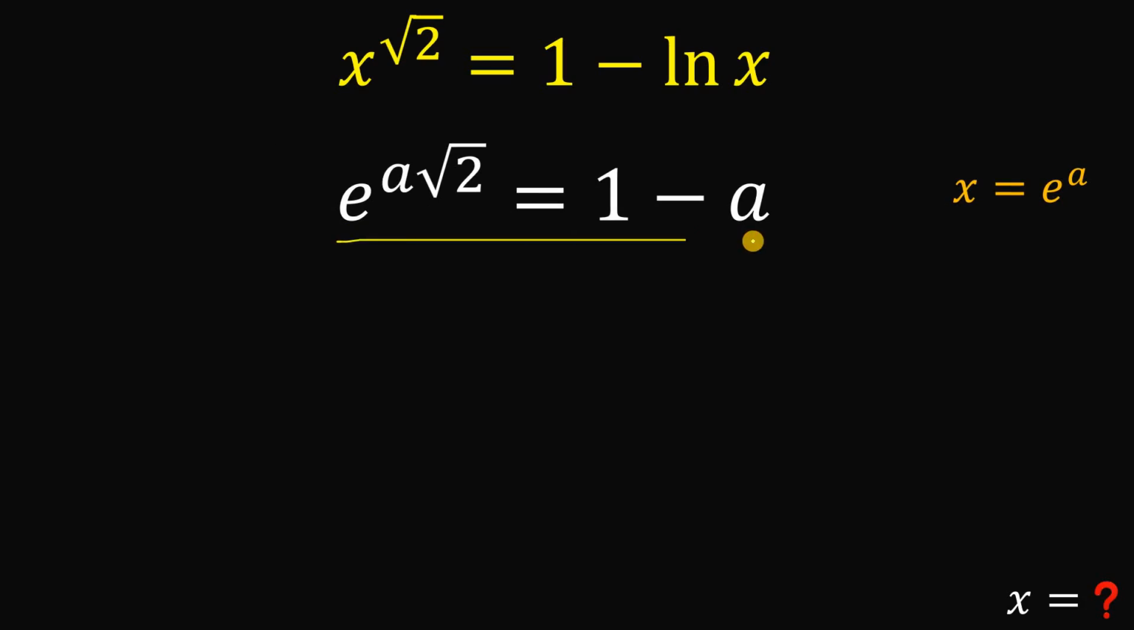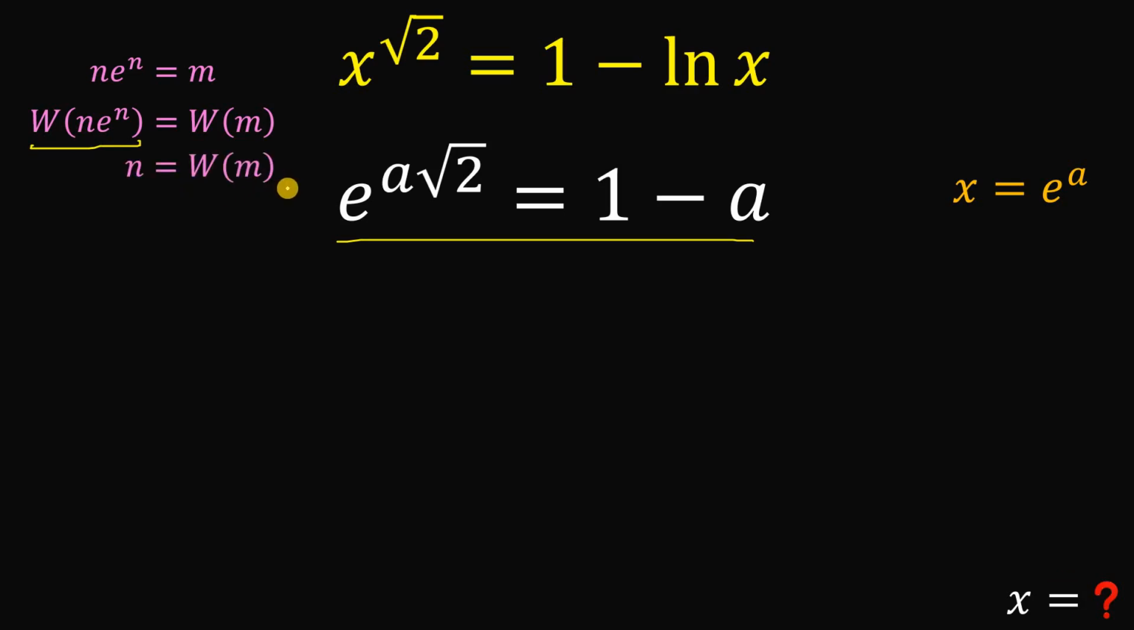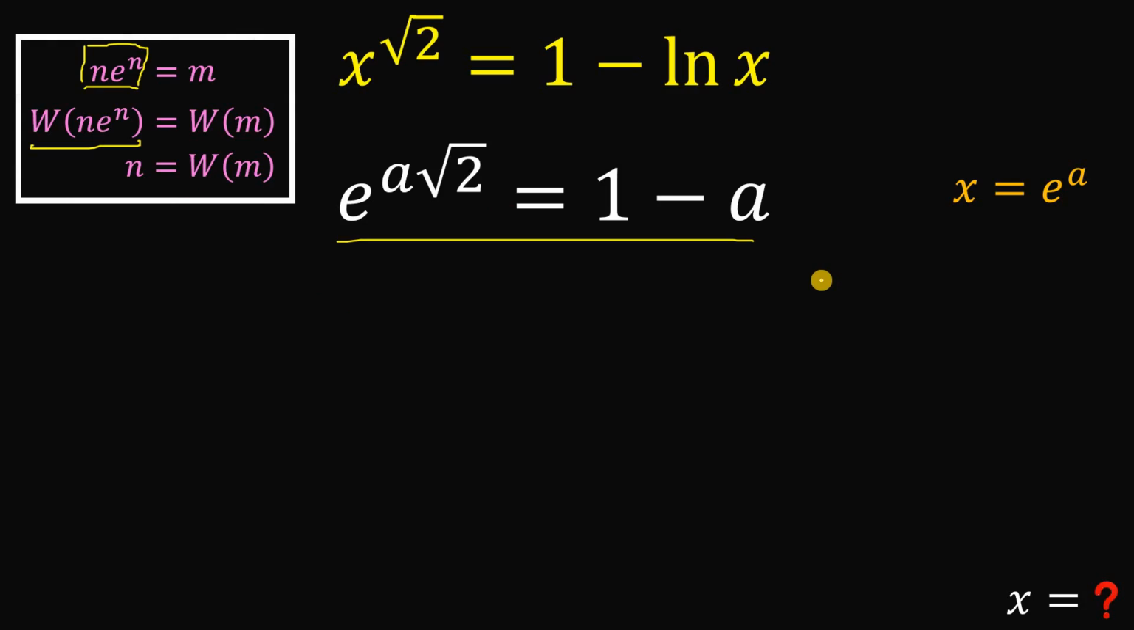what we're going to do is use a special function called the Lambert-W function. If we have an equation n times e raised to the power of n equals m, wherein n and m are real numbers, then if we take the Lambert-W function on both sides, the left-hand side is simply equivalent to n, and it must be equal to the Lambert-W function of m. So if we have this kind of pattern and we take the Lambert-W function, we get the exponent of e, or the number before e. By the way, this is called the Lambert-W function, and we will apply this to our equation.